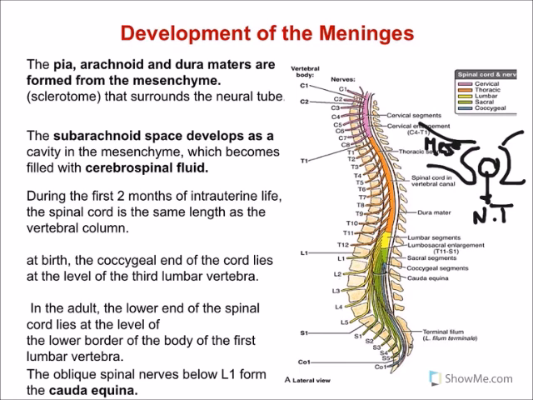The sclerotome will give rise to the vertebral column and the cartilage. So it gives rise to the bone itself of the vertebral column and the cartilage between the vertebrae, and also it gives rise to the meninges, which we are discussing now, that surround the spinal cord.